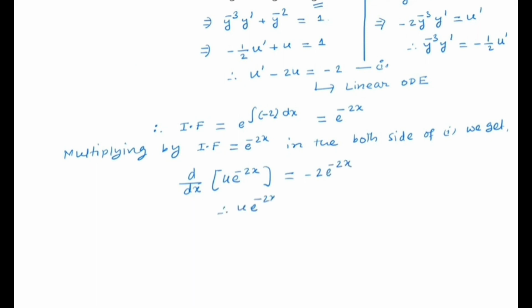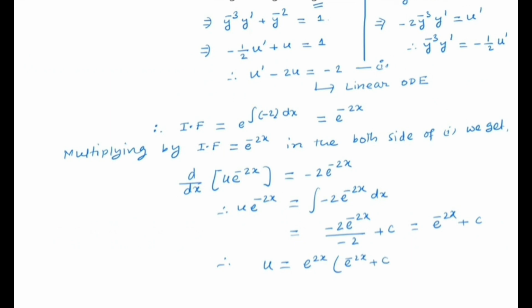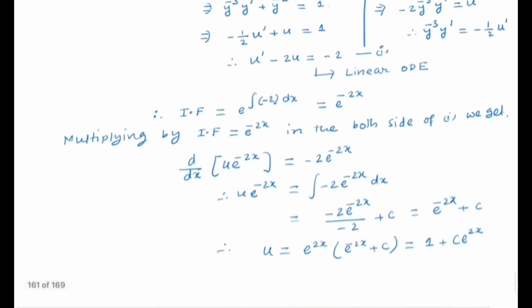So u e to the power minus 2x will be the integral of minus 2 e to the power minus 2x dx, which will be minus 2 e to the power minus 2x by minus 2 plus c, which is nothing but e to the power minus 2x plus c. So we get u is equal to e to the power 2x times e to the power minus 2x plus c, which is 1 plus c e to the power 2x. And what is u? u is nothing but y to the power minus 2. So the general solution is y to the power minus 2 is equal to 1 plus c e to the power 2x.